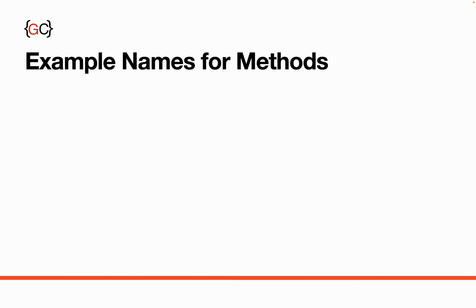So for method, these are the examples given below. So for methods, the naming convention has to be followed by camel case. So let's say you have a method, say hello world. Then this method becomes sayHelloWorld.